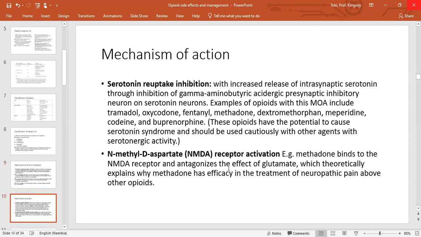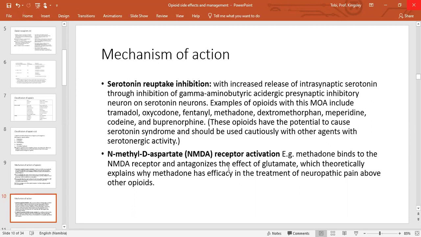The second mechanism of action is through the inhibition of serotonin reuptake. And this is important, because by this action, they cause an increased release of intrasynaptic serotonin. And this is important, especially when you are giving your patient multiple drugs.